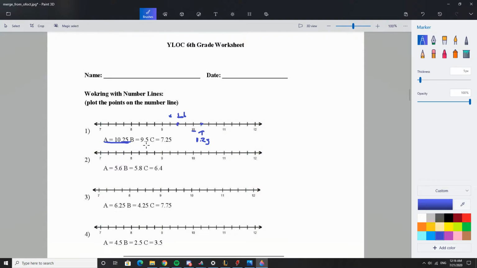The last one is 7.25 for C. And if you look at the number line again, excuse me, you can look at 7, see 7, and you want to go to the first tick because it's 0.25. Once again, just count the lines. And there you go. That's the first question. Alright.